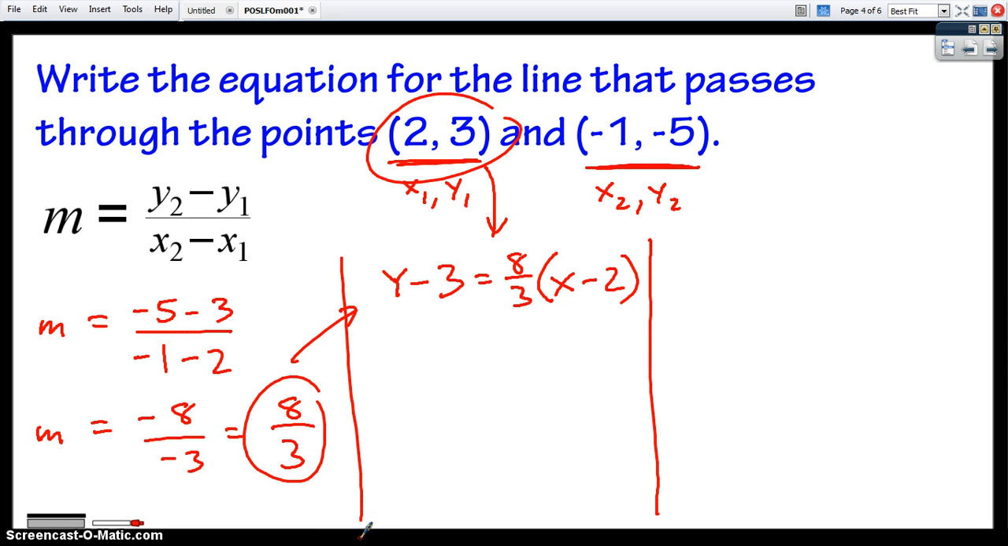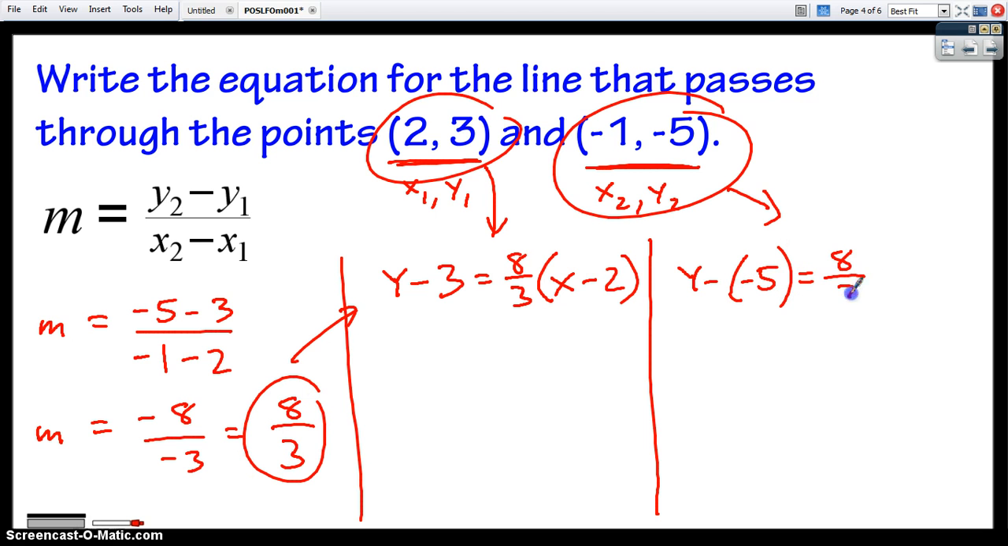Now, like I said though, it doesn't matter which point you use. So let's say somebody else you were working with decided to use this point. Well, they would do y minus -5 equals the slope, which is still 8/3, and we get x minus the x coordinate, which is -1.